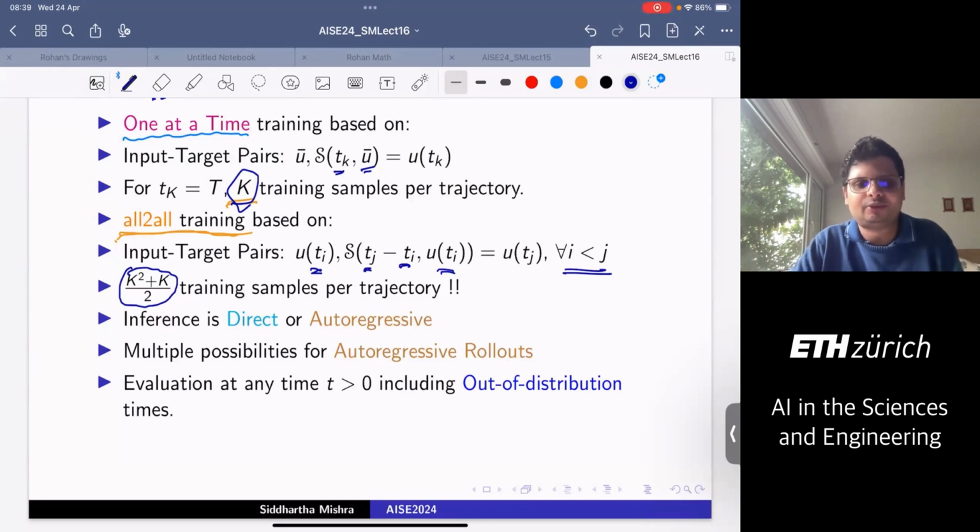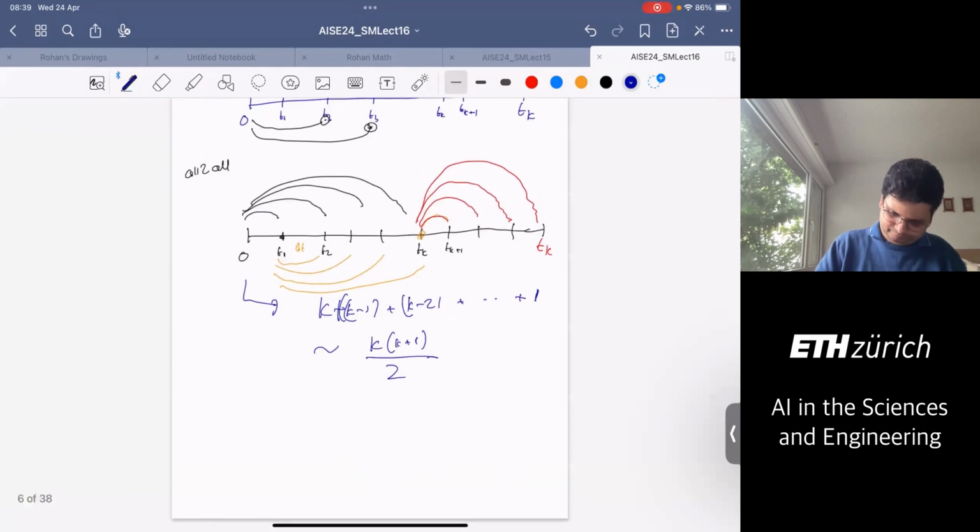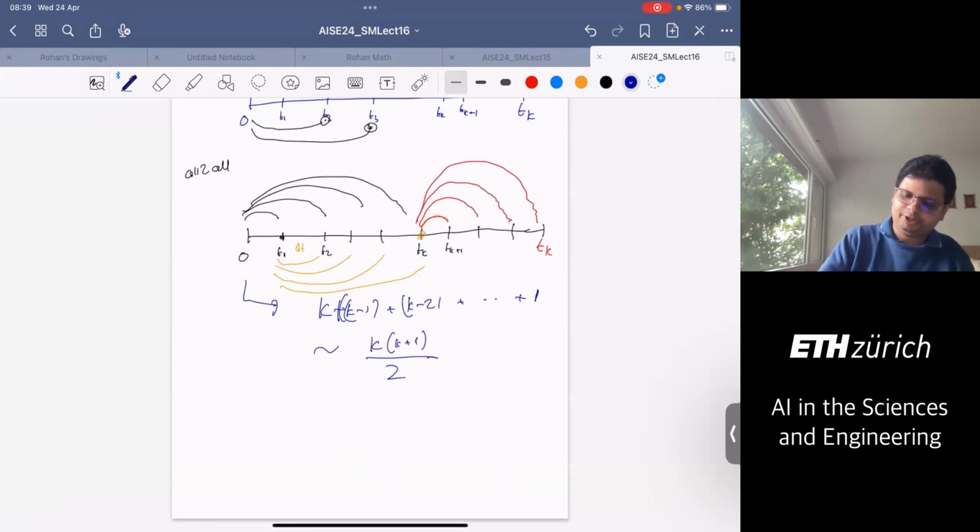So the advantage of this all-to-all training is that it leverages the semigroup, the causality property of the solution operator. During training, we are going to take all these pairs, images or pictures or whatever you have, and use them for the training. So what is going to be the loss function? This is interesting. Perhaps it requires an expression.